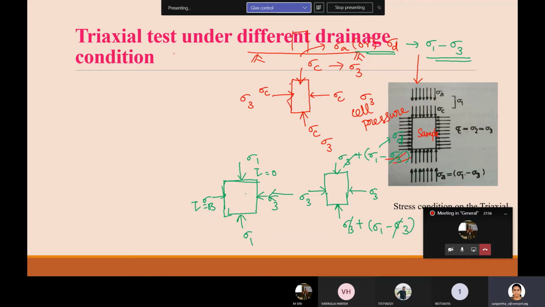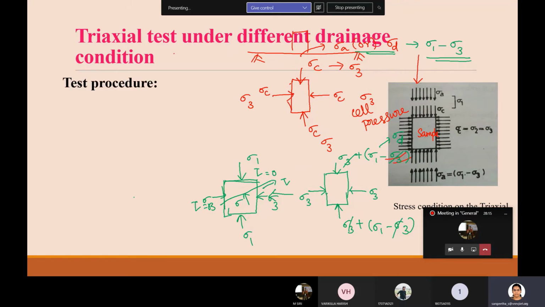On the principal planes tau is 0. Whereas if you consider any other plane, there will be a normal stress sigma and a shear stress tau. So this is how your loading is done in the triaxial test.